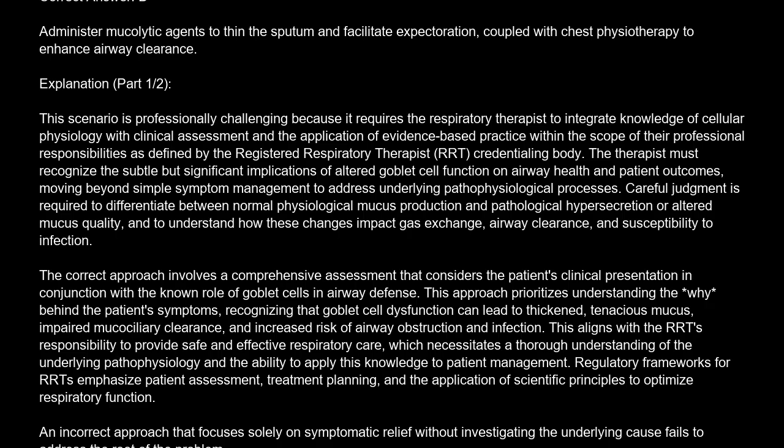This approach prioritizes understanding the why behind the patient's symptoms, recognizing that goblet cell dysfunction can lead to thickened, tenacious mucus, impaired mucociliary clearance, and increased risk of airway obstruction and infection. This aligns with the RRT's responsibility to provide safe and effective respiratory care, which necessitates a thorough understanding of the underlying pathophysiology and the ability to apply this knowledge to patient management. Regulatory frameworks for RRTs emphasize patient assessment, treatment planning, and the application of scientific principles to optimize respiratory function.